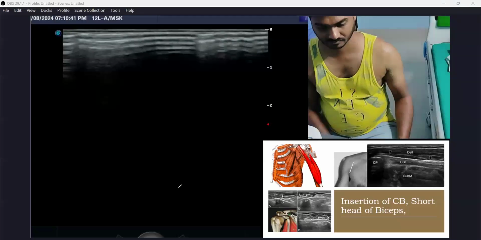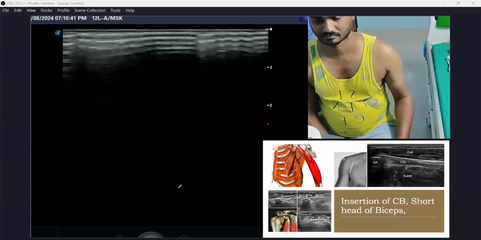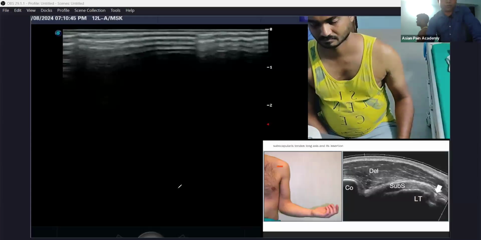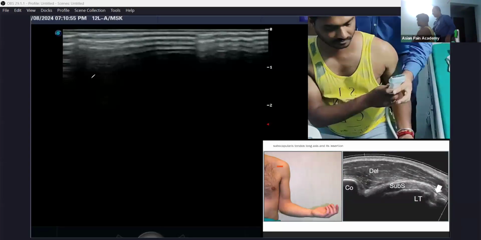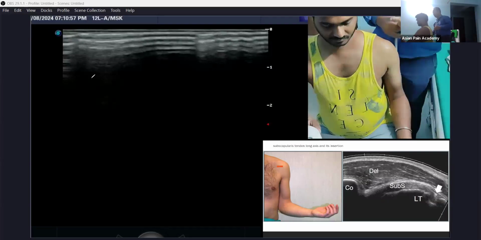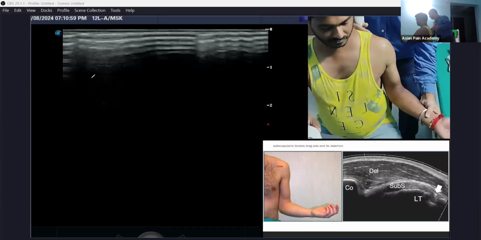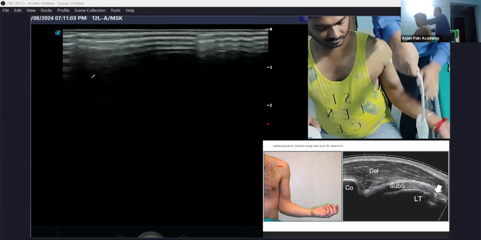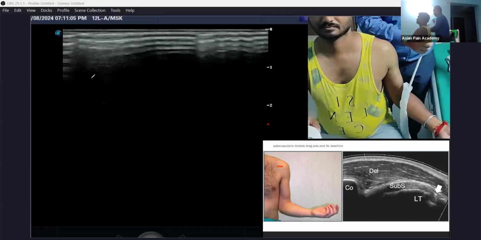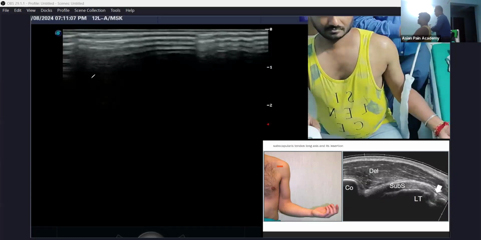Okay, sir. Okay, now we will show you the subscapularis. So from the front side, as we started from the biceps area, and now I am showing the subscapularis area first. Then we will go to the supraspinatus.